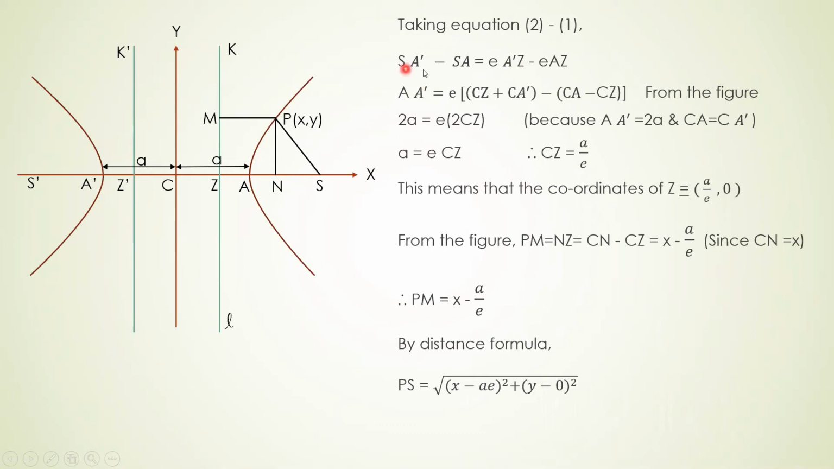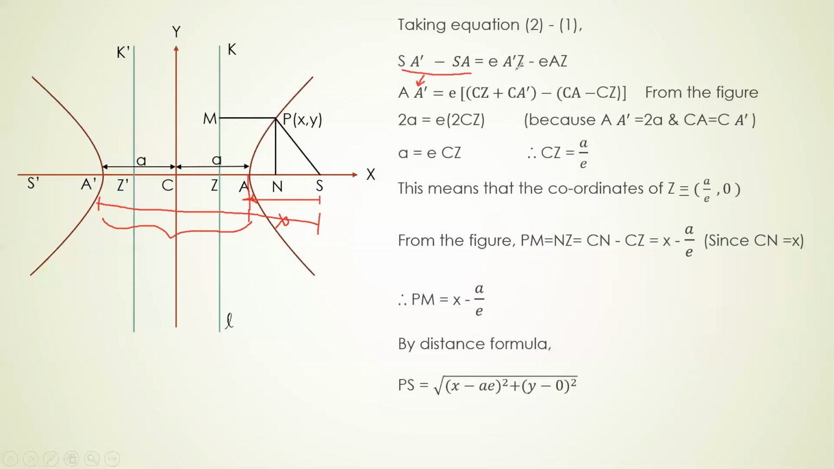Now SA dash minus SA. First, let us see where is my S? Here, and A dash is here. Now from this, I have to remove SA. Where is my SA? Here is my S, and here is my A. This part. So if I remove this much part, minus means remove, what will be left out? That is A dash. This part will be A dash. So from the diagram, from the figure, SA dash minus SA will be equal to AA dash.